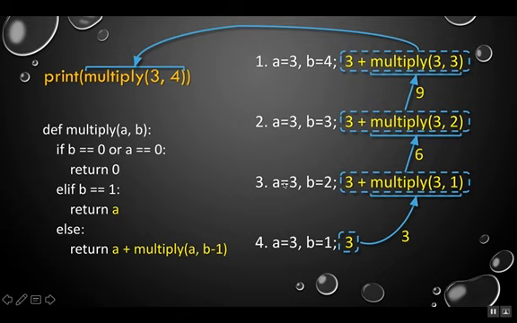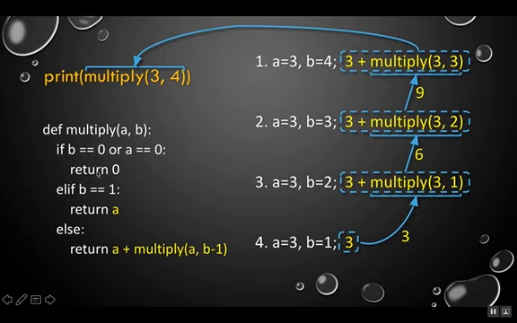So I've got A is 3, B is 2, and I'm going to return 3 because A is 3, plus the result of multiply 3, and now B minus 1 is going to be 1. So I'm going to call multiply again. Before I can return this value, I need to figure out what this multiply is. So I'm going to call multiply one more time. And I'm going to have A is 3, B is 1. That's the values for my fourth iteration here.